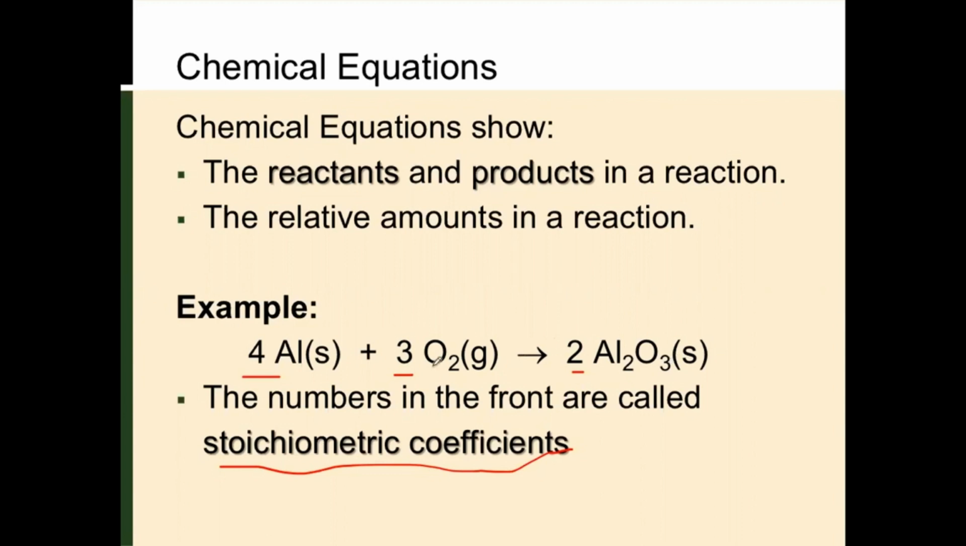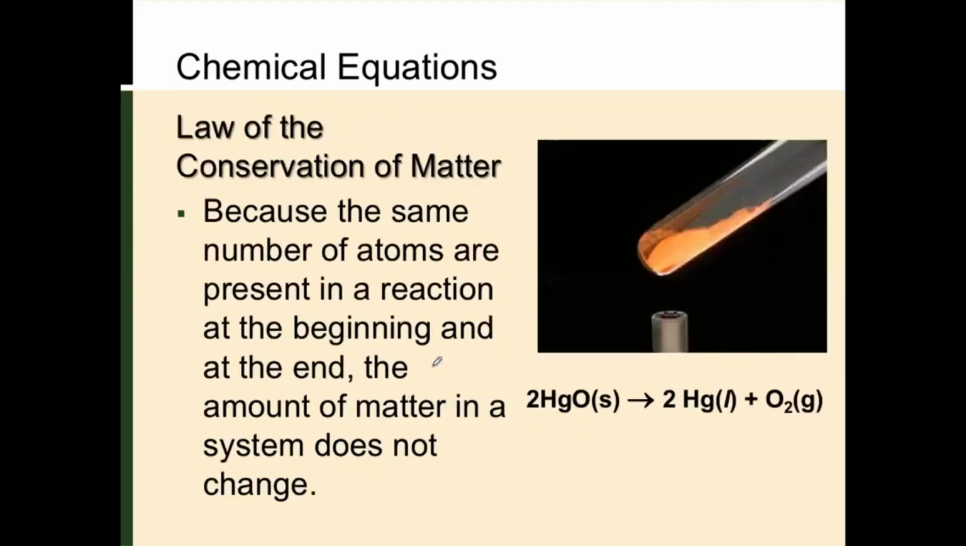So that's what the stoichiometric coefficients are there for. They're there to make sure that we have the same number of atoms on both sides of our equation, both in our reactants and in our products. And that is to make sure that we are not creating or destroying matter. Now, the forms of that matter can be different as they are here, but it should match up the number of atoms involved. So this goes down to the law of the conservation of matter. Because the same number of atoms are present in a reaction at the beginning and at the end, the amount of matter in a system does not change.